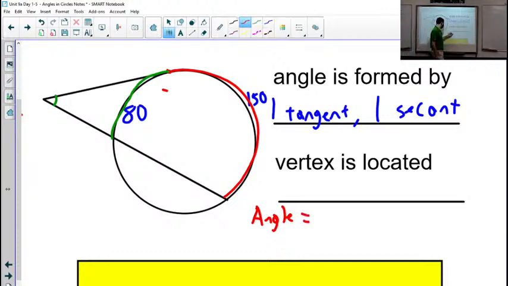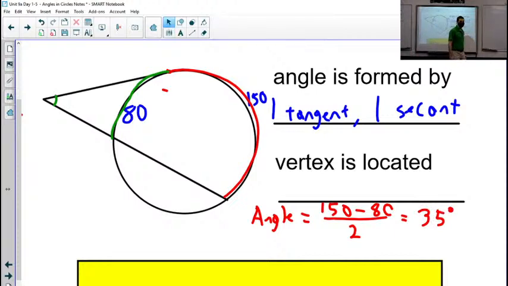So we'd have 150 minus 80, outer arc minus inner arc divided by 2. That's 70 over 2 is 35. So again, still outer minus inner divided by 2. And again, these are examples to give you so that you see how the formula works.